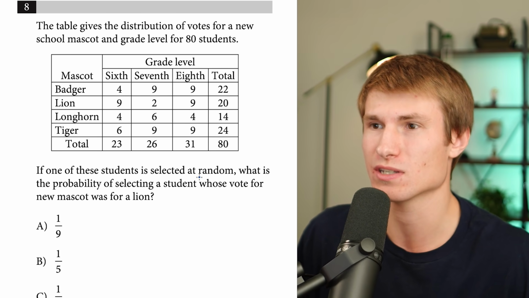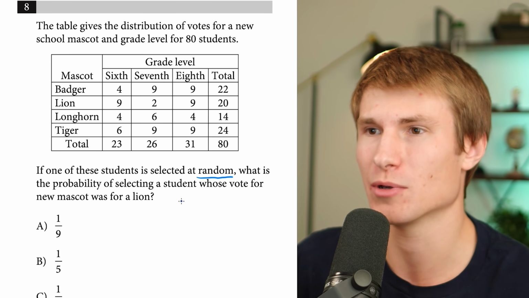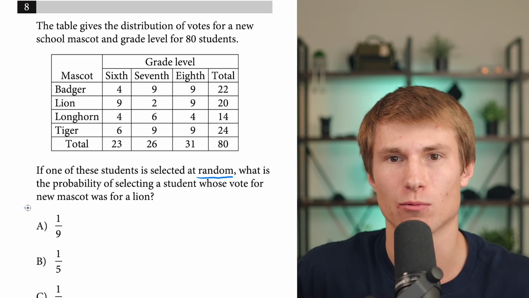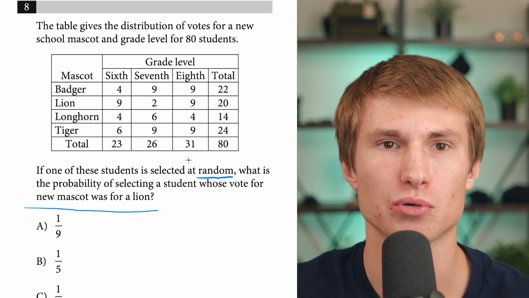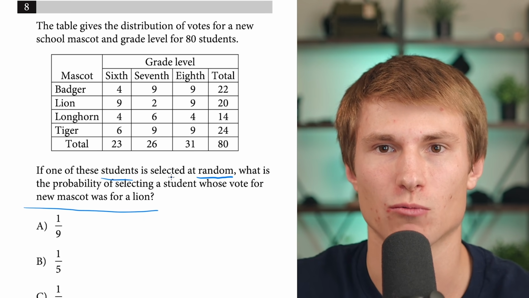If one of these students is selected at random, what is the probability of selecting a student whose vote for the new mascot was a lion? So a couple key things to look for on probability questions. Number 1 is look for the pool that you are selecting from. In this case, we are selecting one of the students at random.